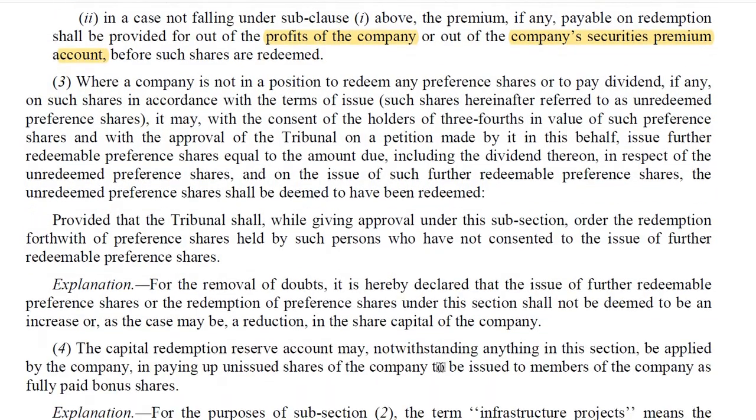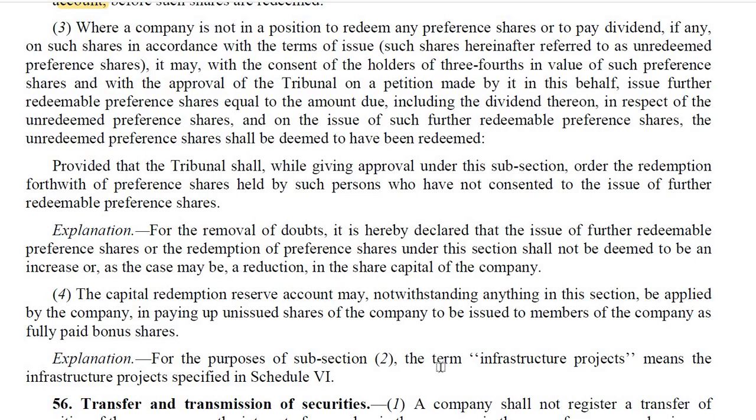Where a company is not in a position to redeem any preference shares or to pay dividend, if any, on such shares in accordance with the terms of issue, such shares hereinafter referred to as unredeemed preference shares, it may, with the consent of the holders of the 3/4 in value of such preference shares and with the approval of the tribunal on a petition made by it in this behalf, issue further redeemable preference shares equal to the amount due, including the dividend thereon in respect of the unredeemed preference shares, and on the issue of such further redeemable preference shares, the unredeemed preference shares shall be deemed to have been redeemed, provided that the tribunal shall, while giving approval under this subsection, order the redemption forthwith of preference shares held by such persons who have not consented to the issue of further redeemable preference shares.